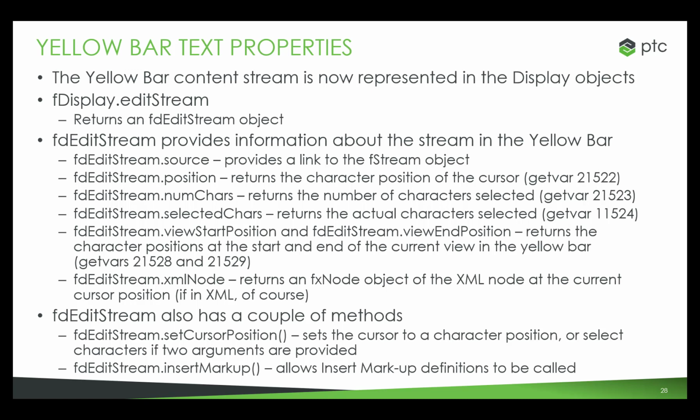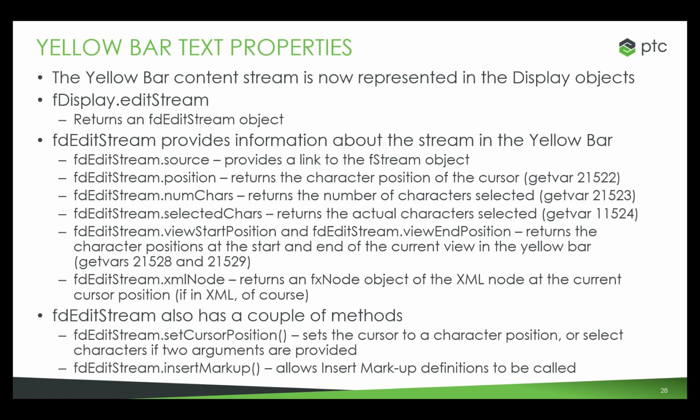The start and end position of the view of the stream in the yellow bar is provided by fdEditStream viewStartPosition and viewEndPosition. Those are two getVars, 21528 and 21529. So you can actually see which character range the user can see in the yellow bar.